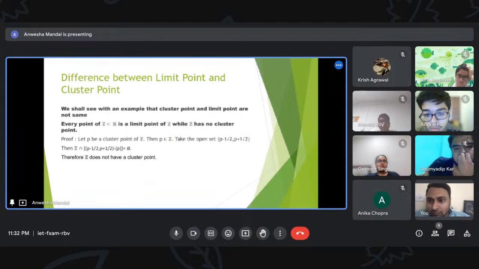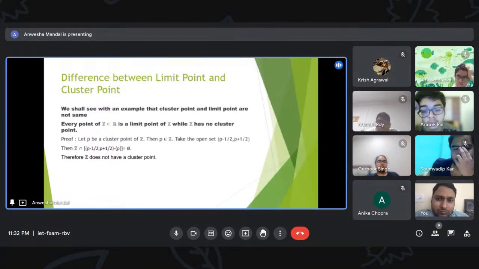I have shown the difference between limit point and cluster point: every point of Z is a limit point of Z, while Z has no cluster point. If I take p to be a cluster point of Z, then p has to belong to Z. But if we now take the open set (p minus half, p plus half), then Z intersection (p minus half, p plus half) minus {p}, since p cannot be contained in the open ball.